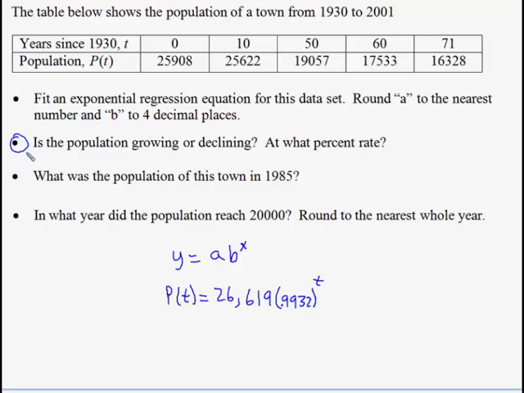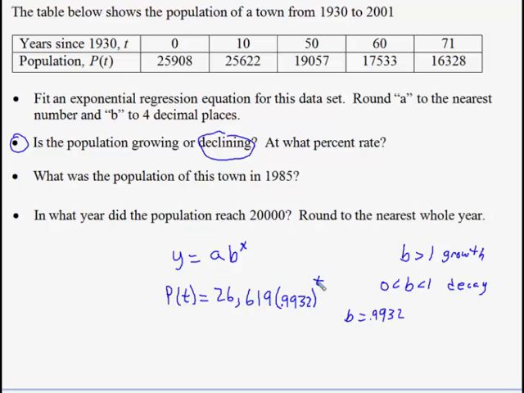We are on this part now: is the population growing or declining, and at what percent rate. Whether it's growing or declining depends on the B value. If B is bigger than 1, you get growth, and if B is between 0 and 1, you get decay or decline. Our B value is 0.9932, which is less than 1 and bigger than 0. So ours is definitely declining. Now to determine at what percentage rate, we have a few different methods of choice. The way I do it is I look at the fact that when you multiply by about 0.99, that means you're finding 99% of the population.